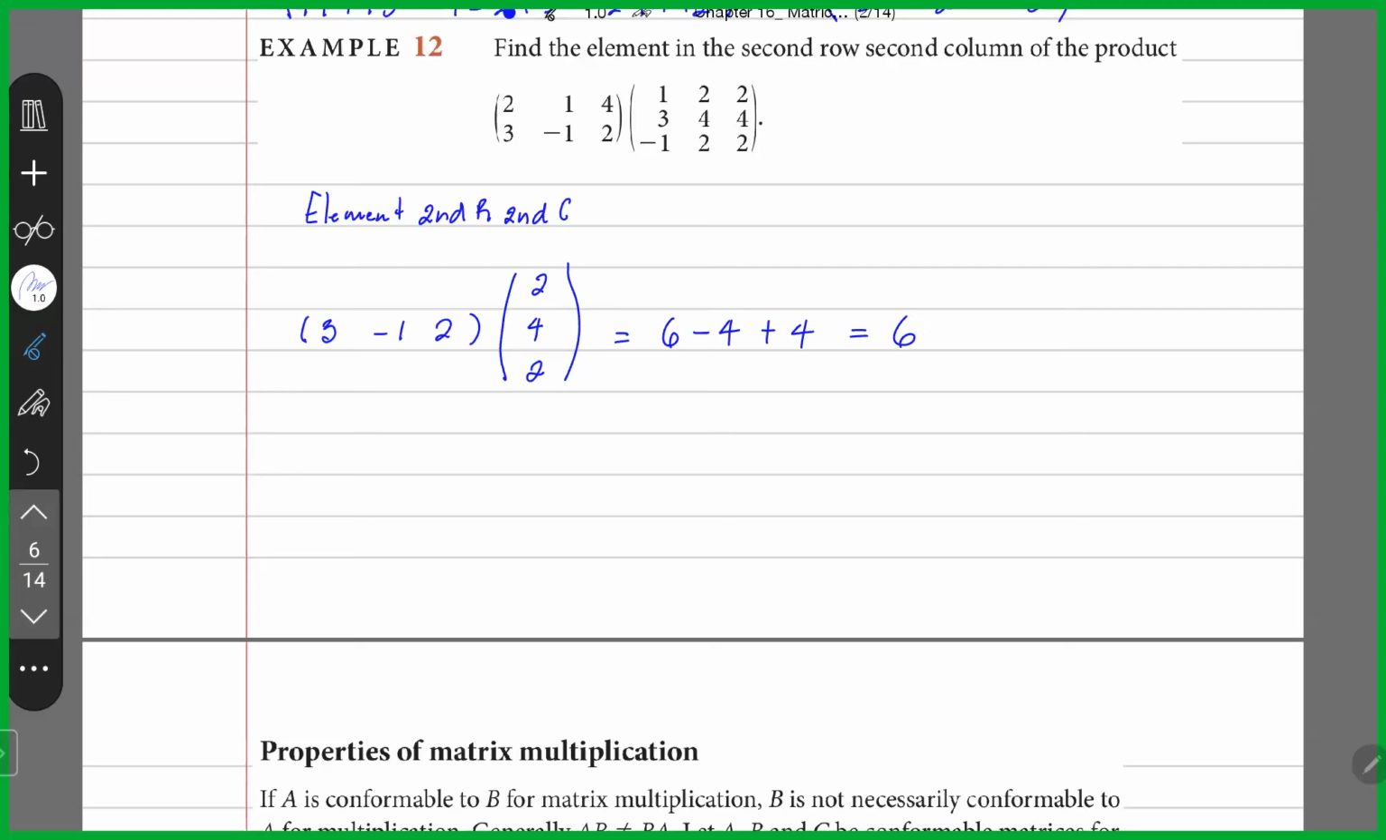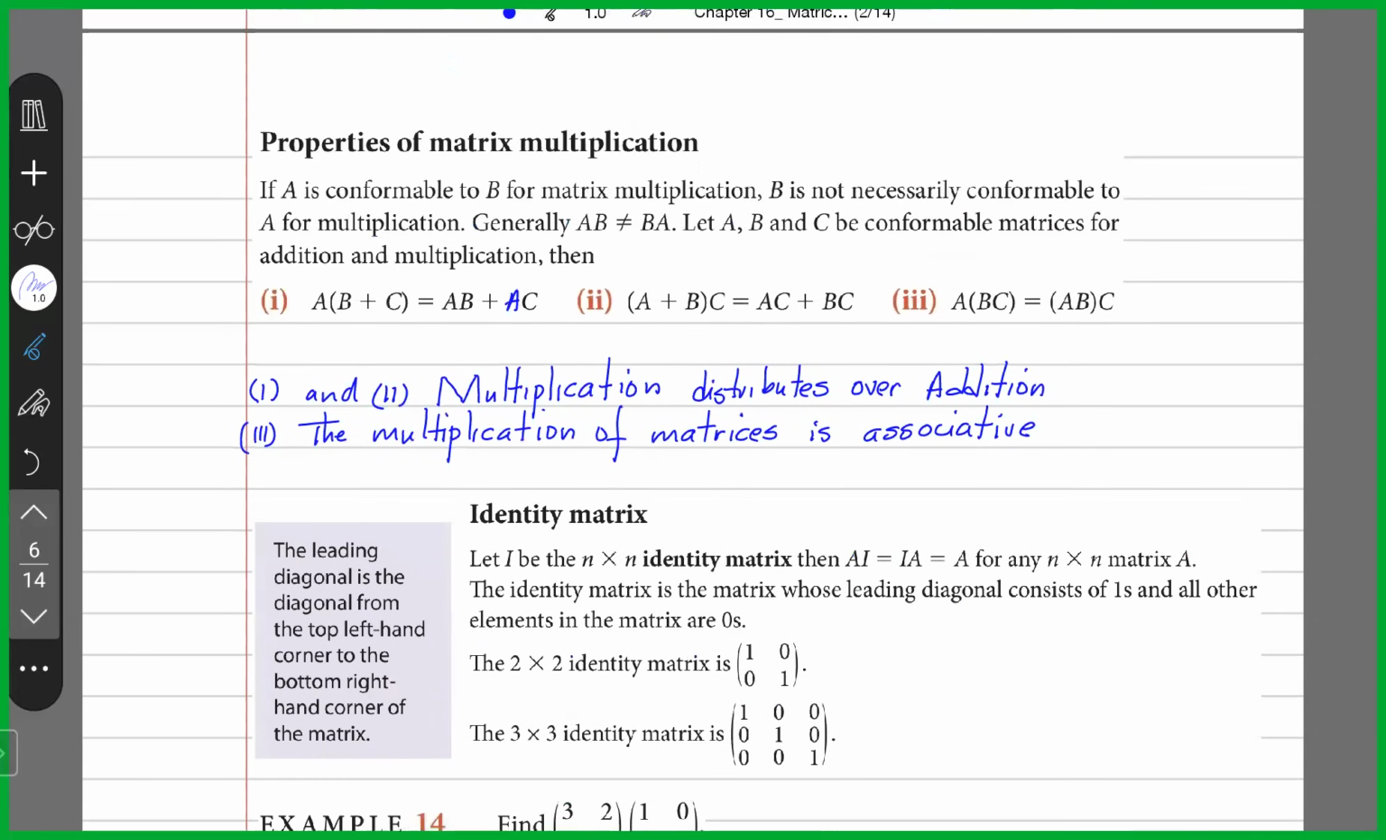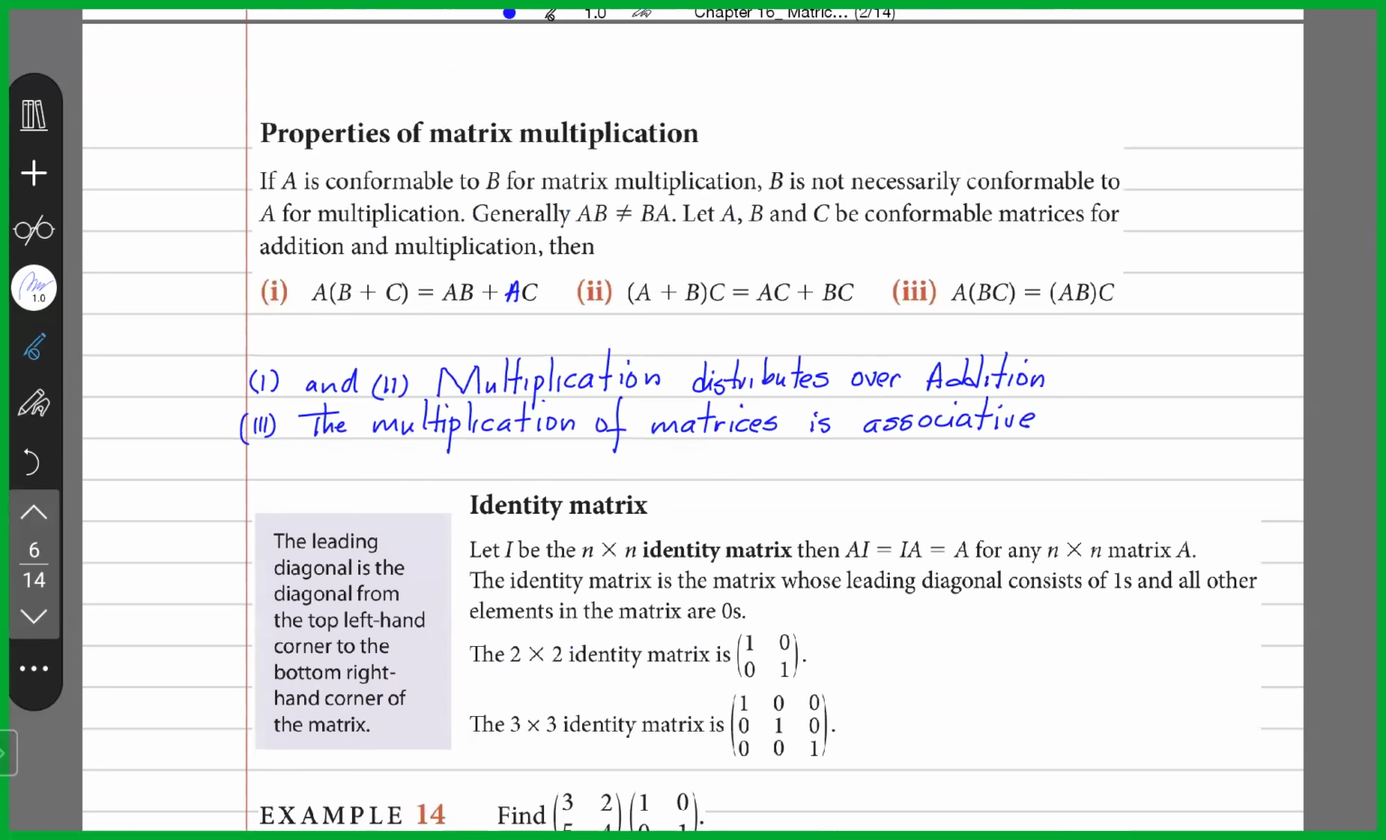Very quickly, let's talk about properties of matrix multiplication. If A is conformable to B for matrix multiplication, B is not necessarily conformable to A for matrix multiplication. So generally, AB is not equal to BA.